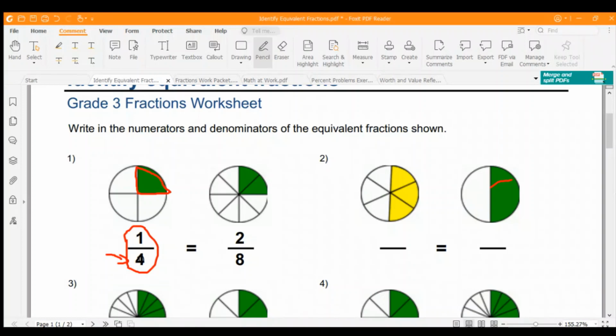You can have your young learner count how many pieces total just to make sure you're right. Notice there are 8 total slices. So we put that in the denominator. That's the bottom number. But how many pieces are shaded green?